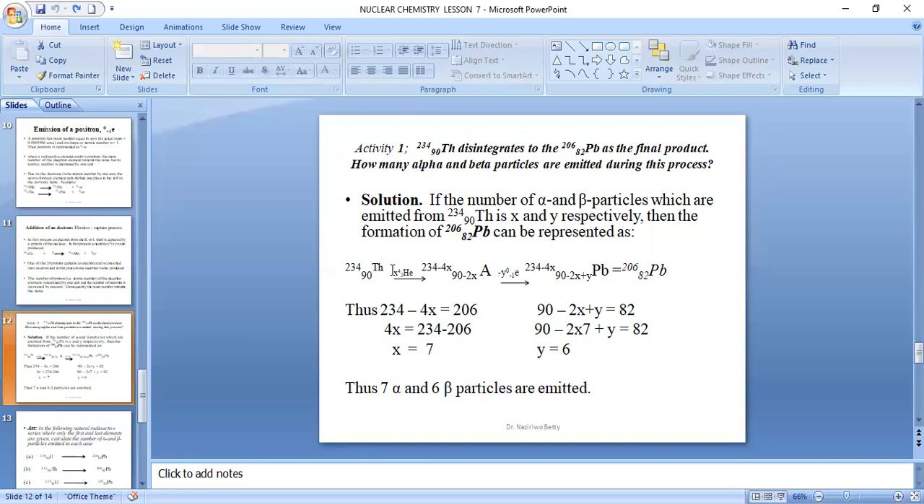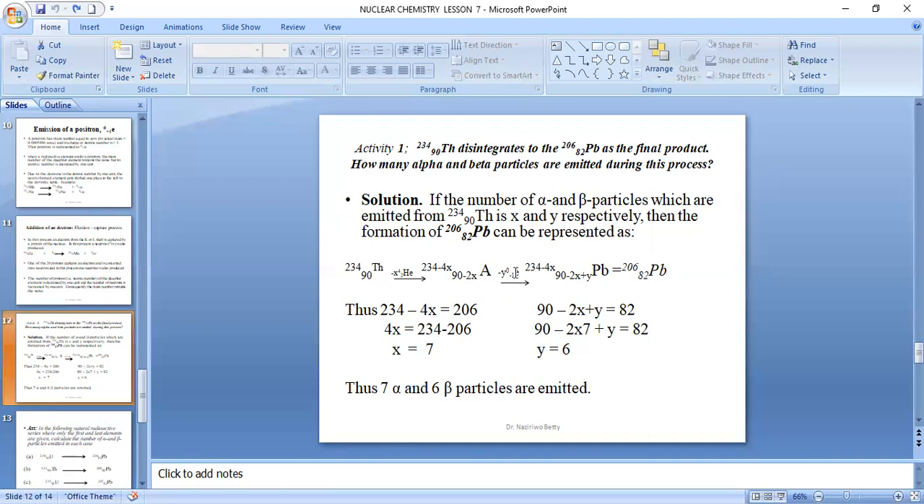So this equation will be presented as thorium-234, which emits x alpha particles. This will mean that the atomic mass of thorium will decrease by 4x. So the atomic mass will be 234 minus 4x, and the atomic number will also decrease by 2x, which is 90 minus 2x, leading to the formation of the element A. Then element A disintegrates to emit y beta particles.